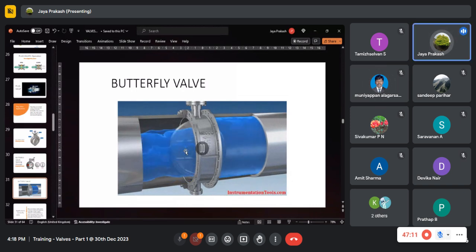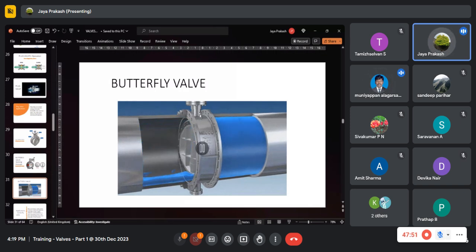Double offset valves are in the disc. It's not this. You can see the zero offset valve. The disc will be in the center of the valve, and also in the flow. This is the flow direction. This is the valve. So the disc position will be on the center line, and in the flow direction also it will be installed in the center line.